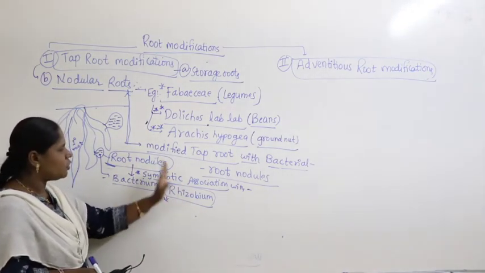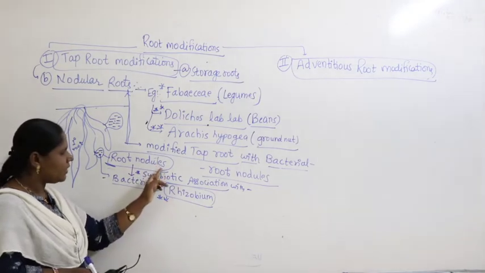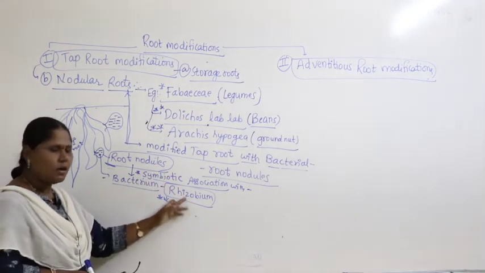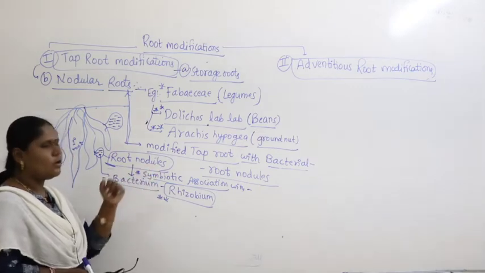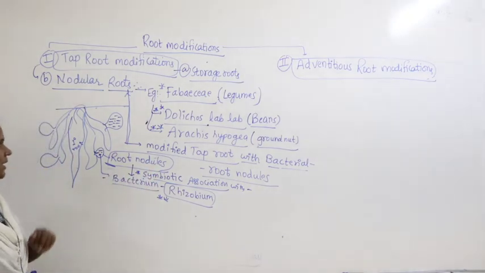That means both are mutually benefited. This is benefited from this. Similar way, rhizobium is also benefited from root nodule. How? Let us study that.